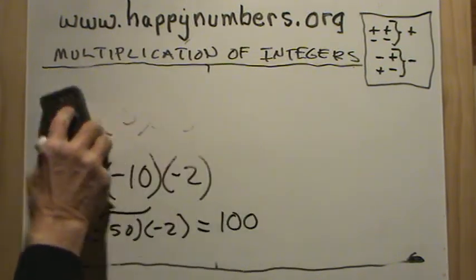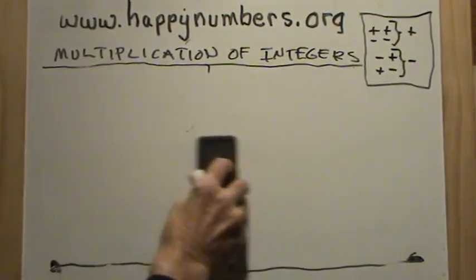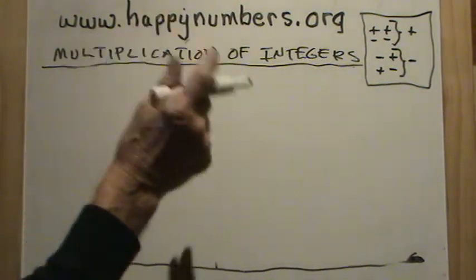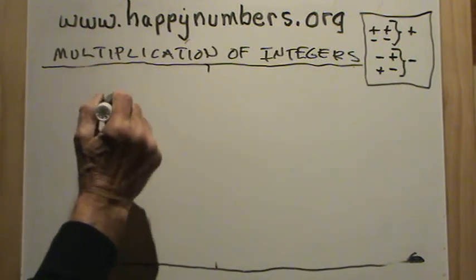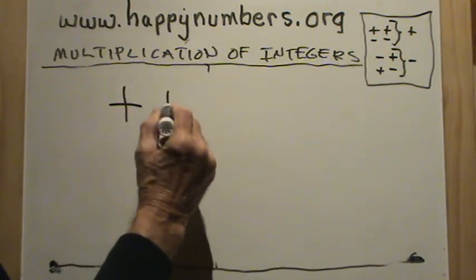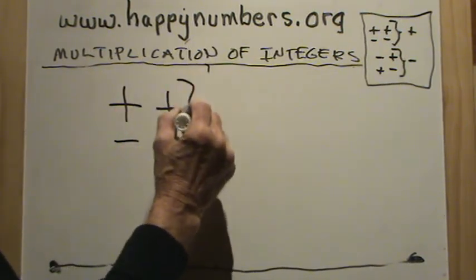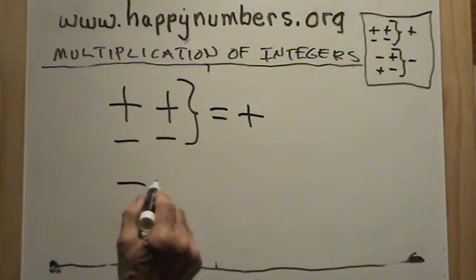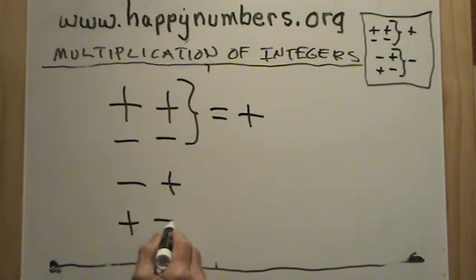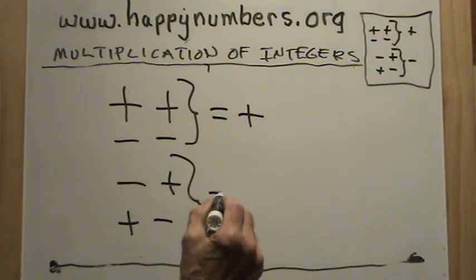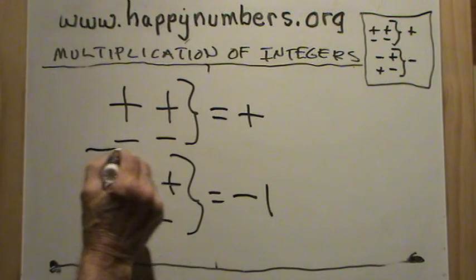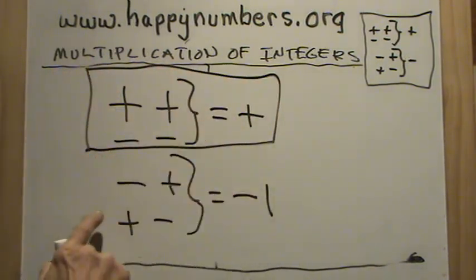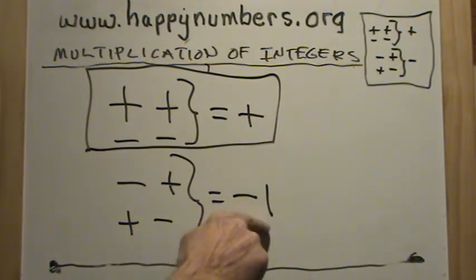Excellent. So the rules then for multiplying or dividing, either one: if it's positive and positive or negative and negative, the answer is positive. If it's negative and positive or positive and negative, the answer is negative. If the signs are the same, positive. If the signs are different, negative.